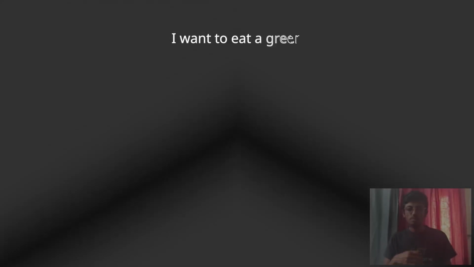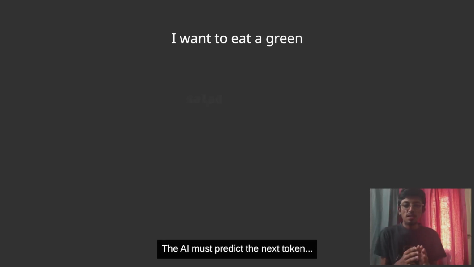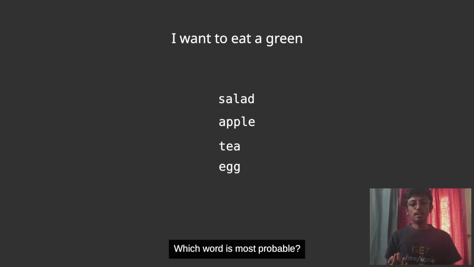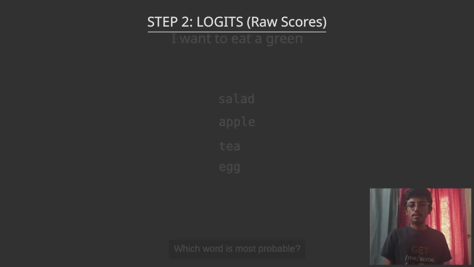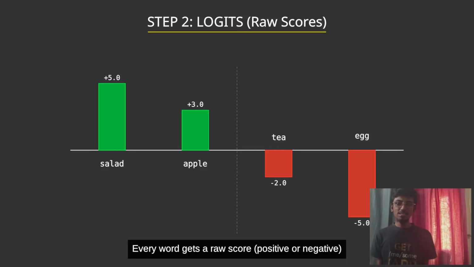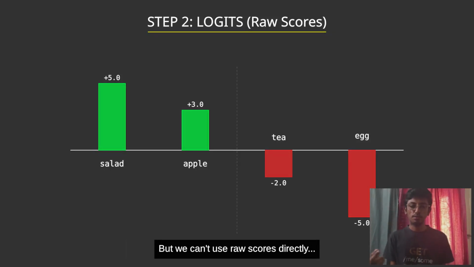So let's look inside the model's brain at the exact moment it completes this sentence: "I want to eat a green..." Deep inside the neural network, the final layer assigns a raw score for every single token in its vocabulary. That is 50,000 possible words. These raw scores are called logits. Logits is a weird word, but it's the mathematical term for the score assigned to every single word.